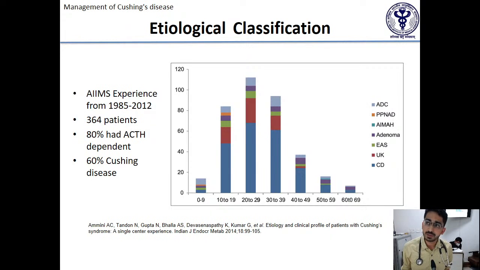As per the AIIMS experience, which was published in 2014, we showed 27 years of experience in which we evaluated 364 patients of endogenous hypercortisolism, out of which we found that 80% had ACTH dependent disease, of which the predominant cause was Cushing disease. And we can clearly see in this age-wise graph that from 10 years onwards up to 70 years, Cushing disease is the predominant cause of endogenous hypercortisolism.